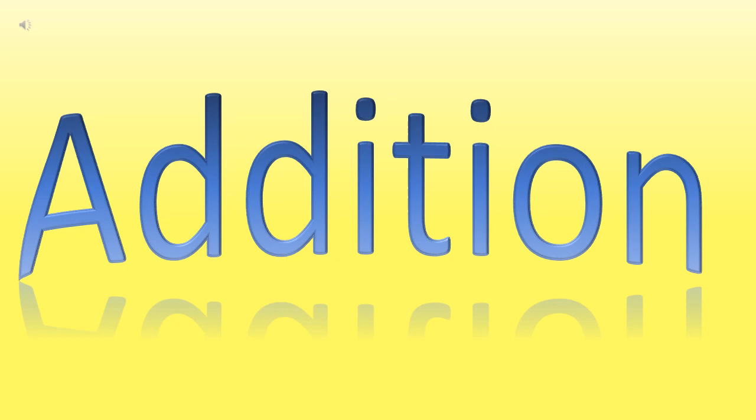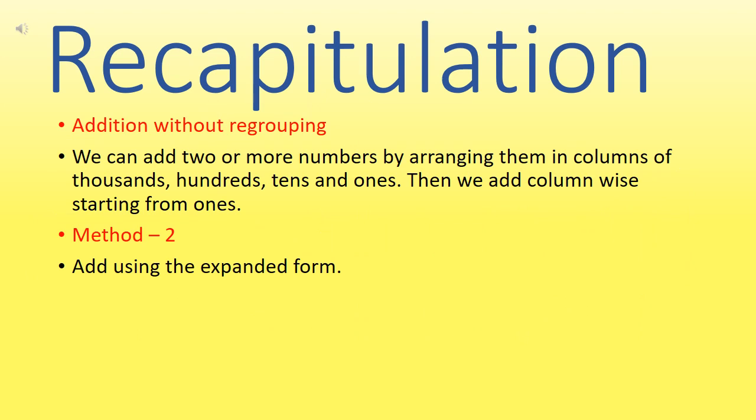Today again we will continue with the chapter addition. In previous videos we had learned addition without regrouping, and for this we had learned two methods. In the first method we learned adding two or more numbers by arranging them in columns of thousands, hundreds, tens and ones, and then we added them column wise starting from ones. And the other method was adding using the expanded form of the given number.